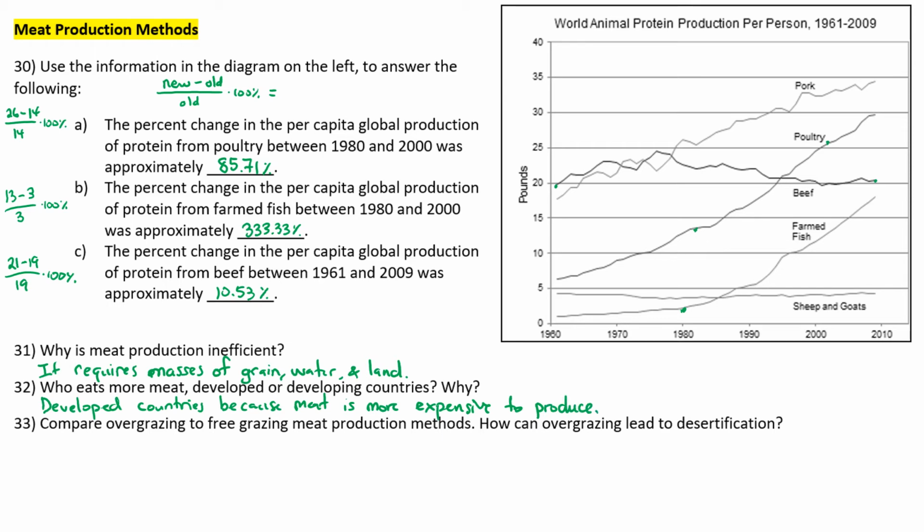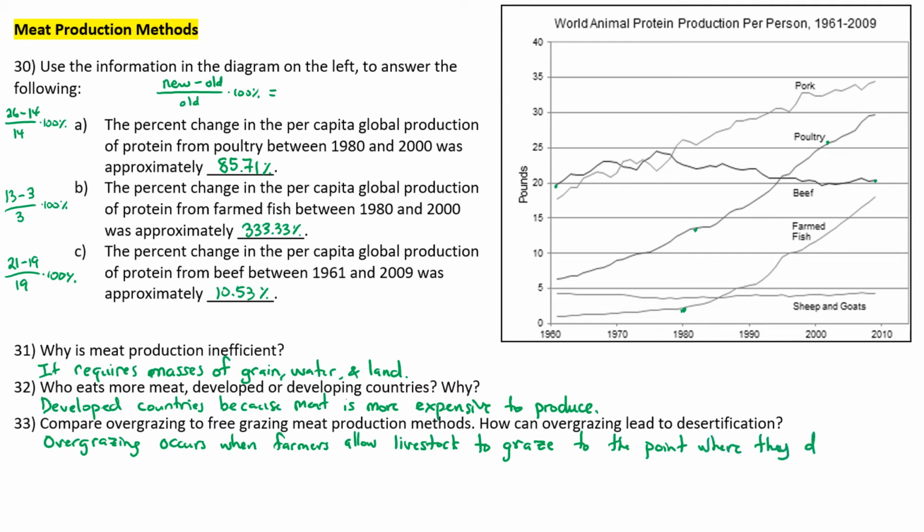33. Compare overgrazing to free range or free grazing meat production methods. How can overgrazing lead to desertification? Okay, so overgrazing occurs when farmers allow livestock to graze to the point where they damage the vegetation.